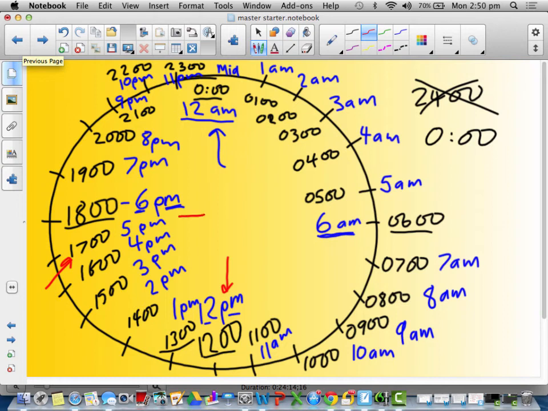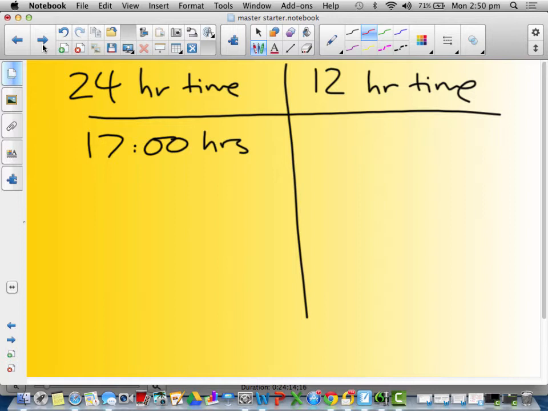You can see right here it's 5 p.m. So you could just write the answer down, but I like to understand why it's 5 p.m. and that's because it's actually 1, 2, 3, 4, 5 hours on from the 12. Okay, and that's why we would call 1700 hours 5 p.m.